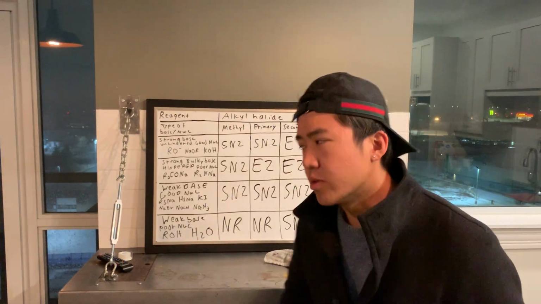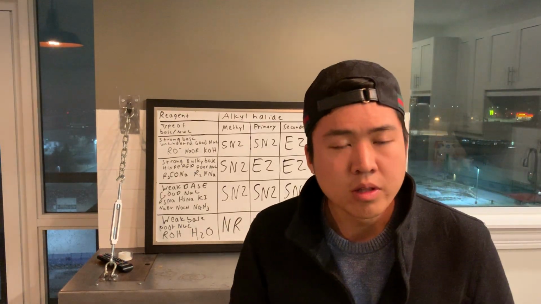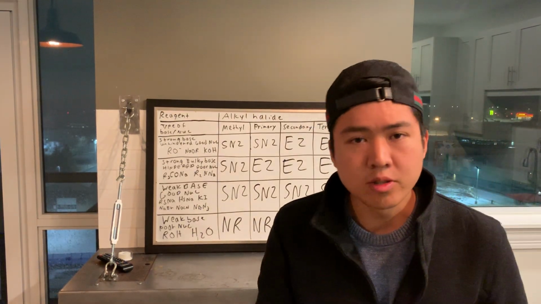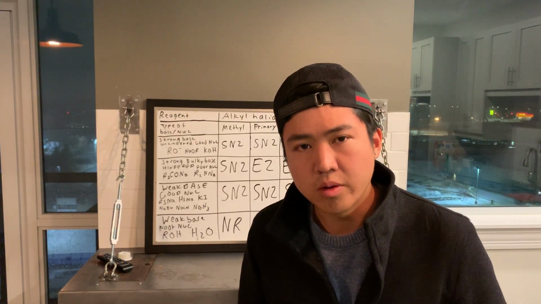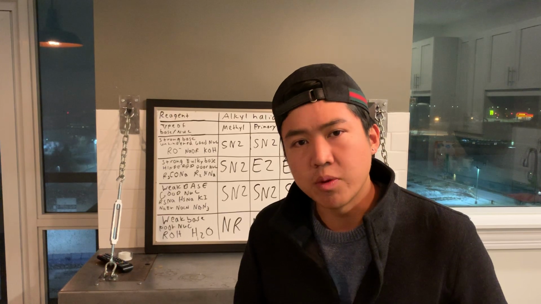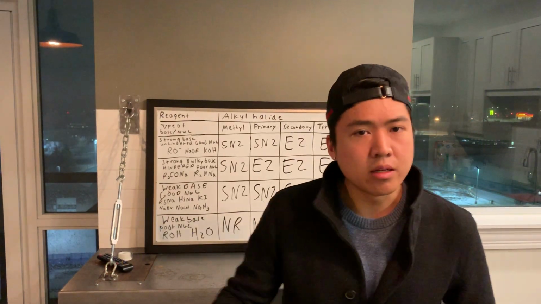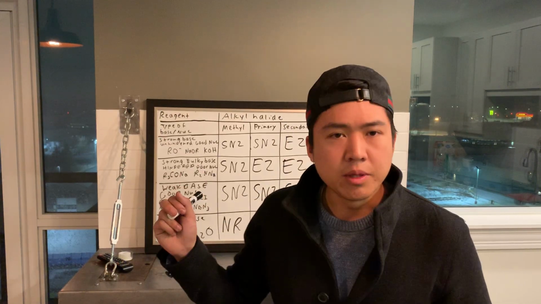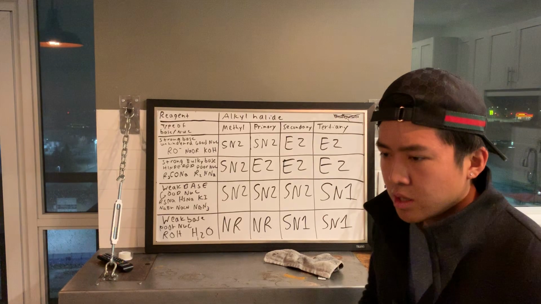E2 is elimination. There's no E1 on this chart. There's a specific scenario for E1 that we'll get to, but E2 forms double bonds. If you don't know what's going on in the exam and you see that a double bond's formed, elimination most likely happened. SN1: leaving group leaves, 2 steps. That's all that happens.